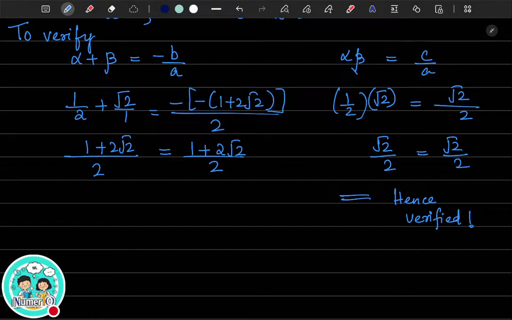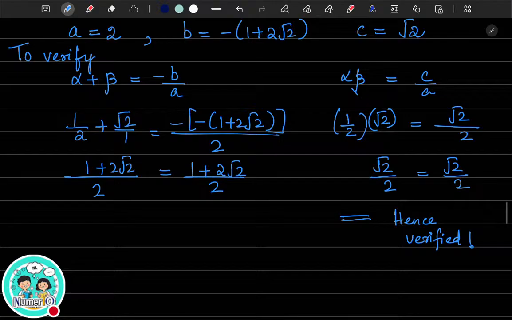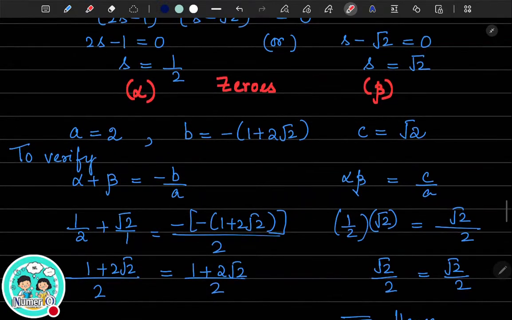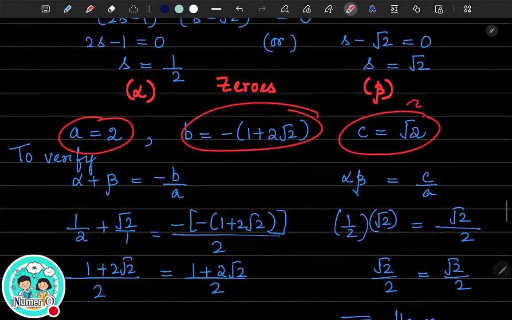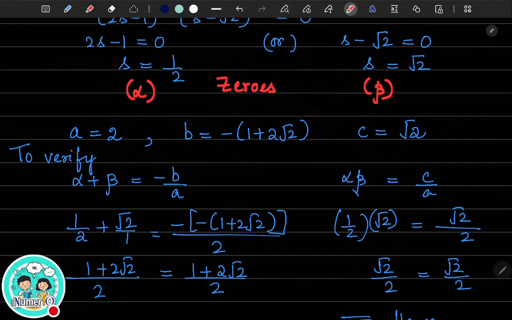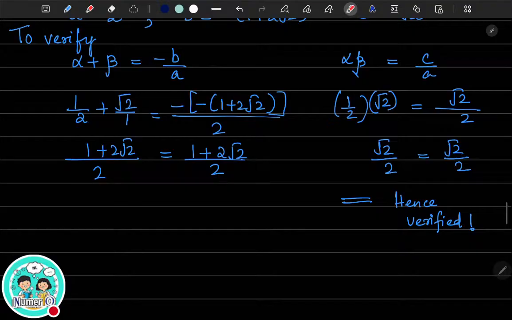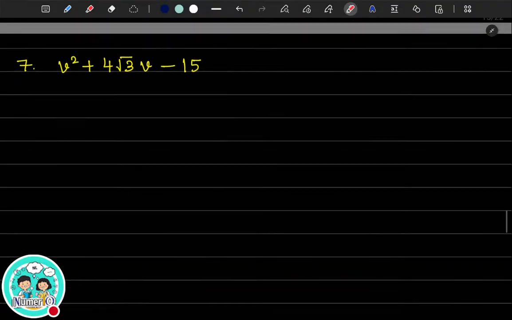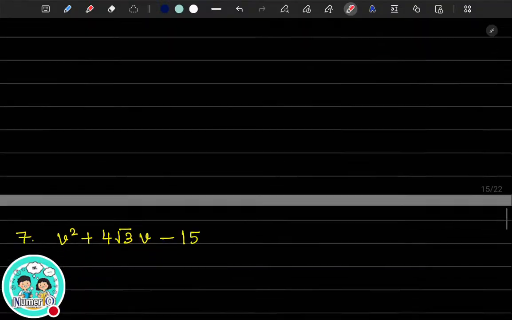That's all you need to do. You just have to verify the relationship between the zeros as well as the coefficients. Get the coefficients from the question, a, b and c. Find the zeros using factorization method and you will be able to simply verify it. Okay, so these questions are very, very important. Now let us move on to the 7th question.